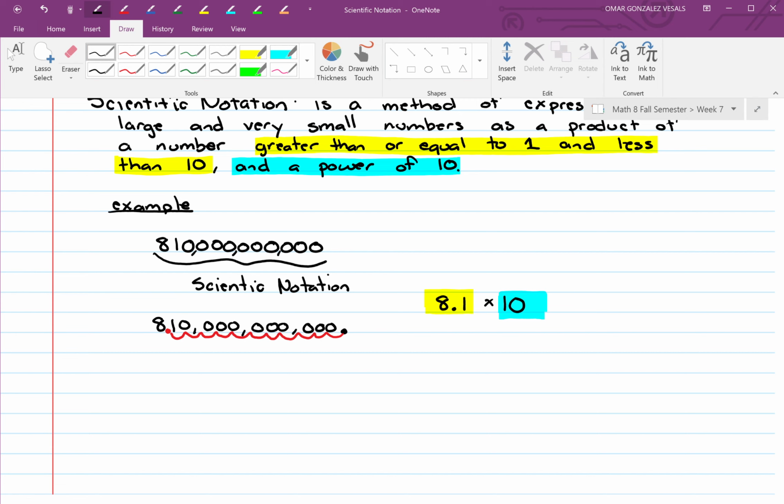11. Did we move it 11? Or yeah. Let's see. 1, 2, 3, 4, 5, 6, 7, 8, 9, 10, 11. So we moved it 11. So it's going to be 8.1 times 10 to the 11th power. That, guys, is scientific notation. That's it.